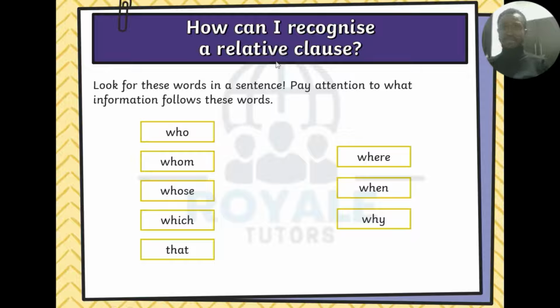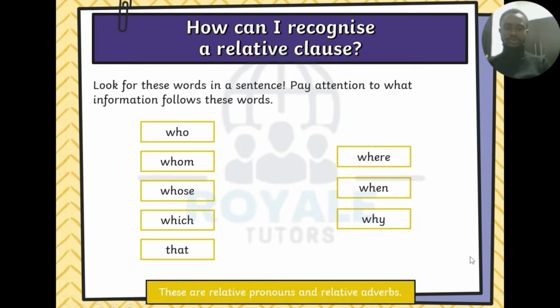Now, the only exception that we have is "that." This is the only exception amongst the WH words that we have. So anytime you see these words, you get to understand that they are going to introduce a relative clause. So let's move on very quickly.